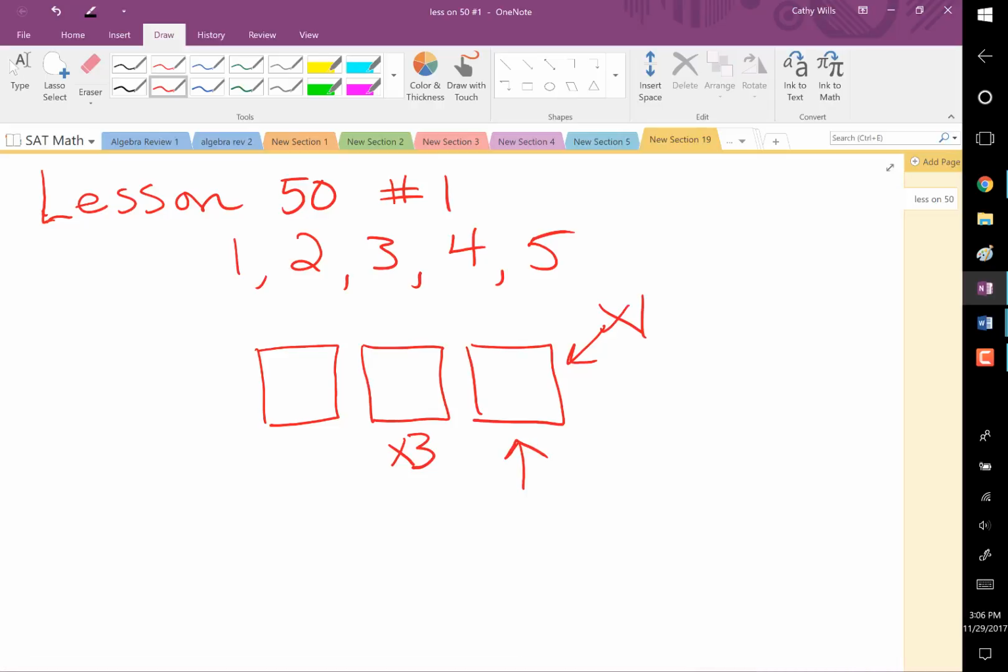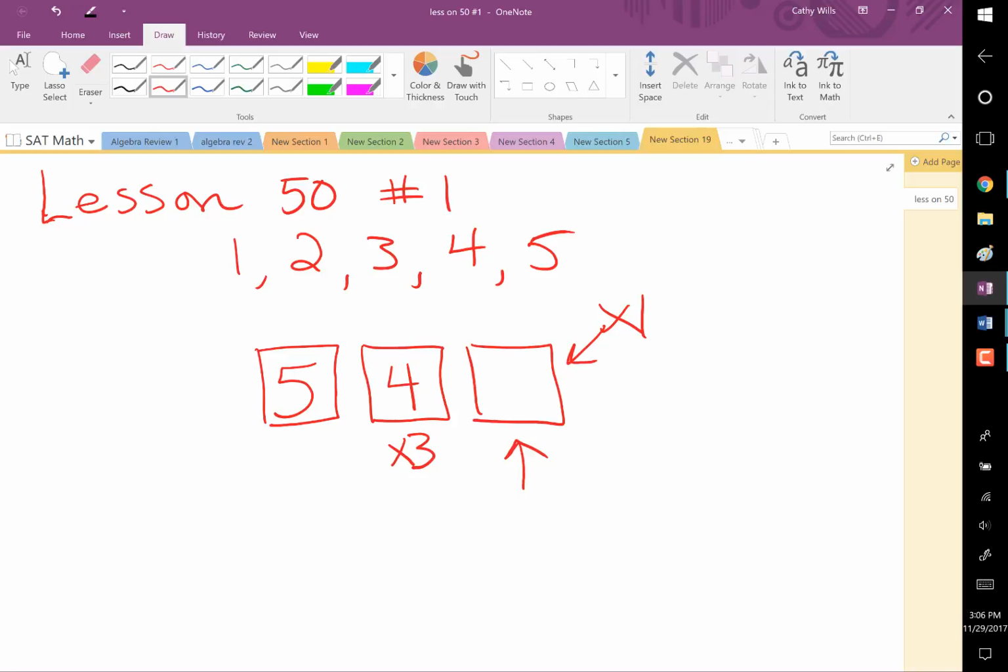All right, so for the first box we could use any of the 5 numbers, 1, 2, 3, 4, or 5. So there are 5 choices for the first box. The second box we're allowed to use any one of those 5, except for 3. So there are 4 choices, 1, 2, 4, or 5.